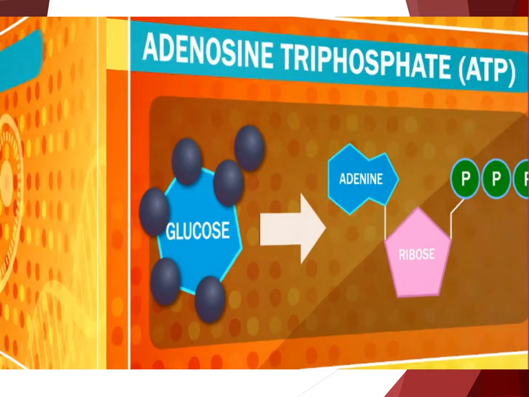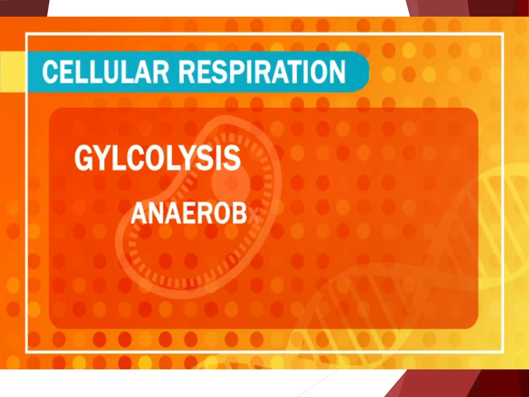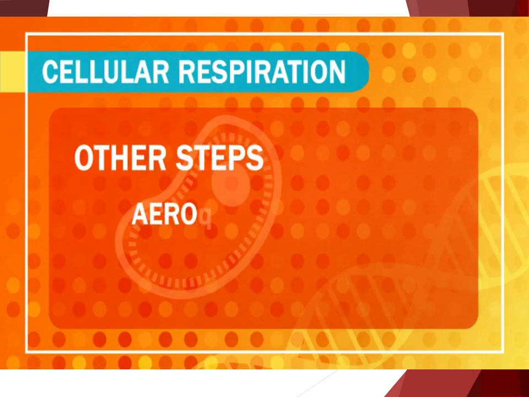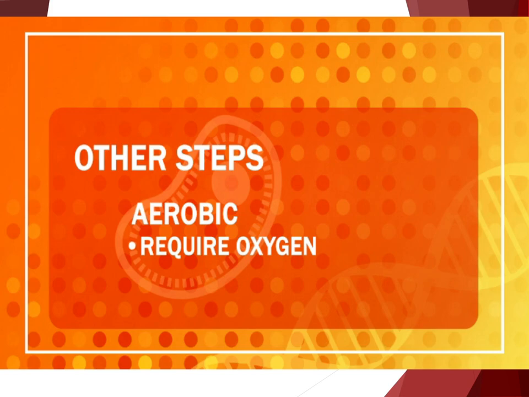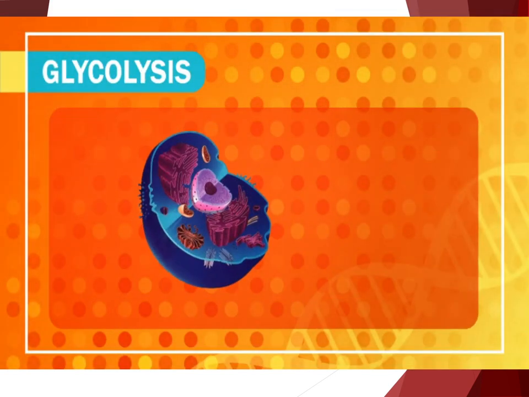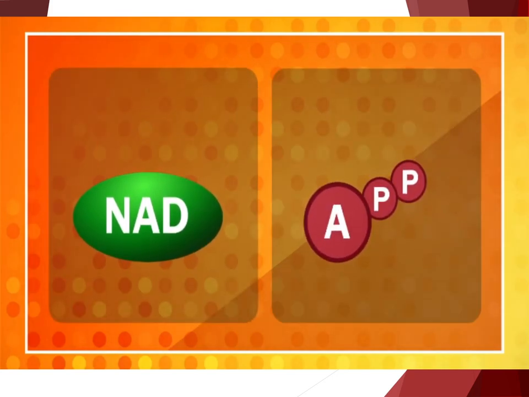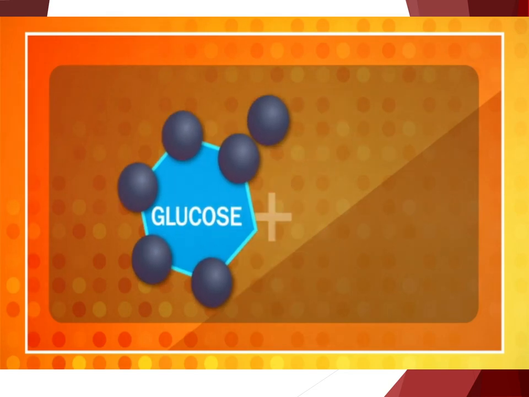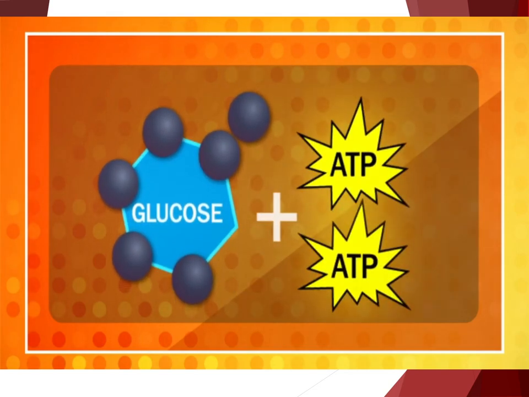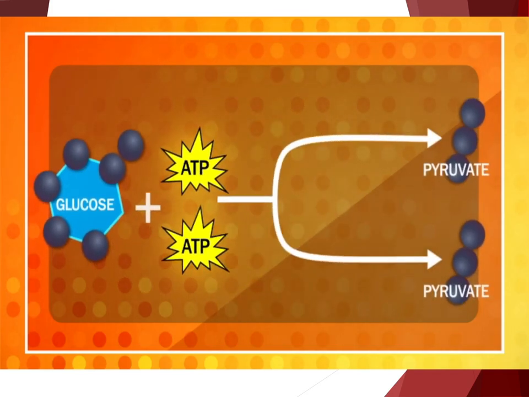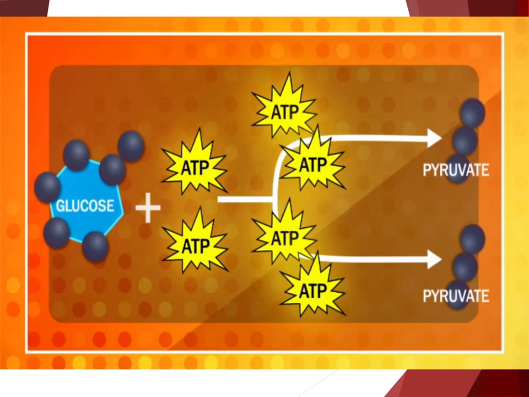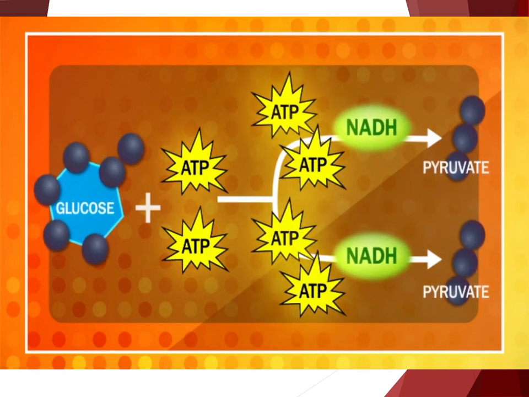Glycolysis is the first step of cellular respiration and is anaerobic, meaning it does not require oxygen, whereas the other steps of cellular respiration are aerobic, processes that do require oxygen. Glycolysis takes place in the cytoplasm of the cell and produces ATP and NADH. Both these molecules act a bit like rechargeable batteries that can store energy and release energy when and where the cell needs it. During glycolysis, two ATP molecules are first used to break one glucose molecule in half to form two pyruvate molecules, 4 ATP molecules, and 2 molecules of energy carrying NADH.